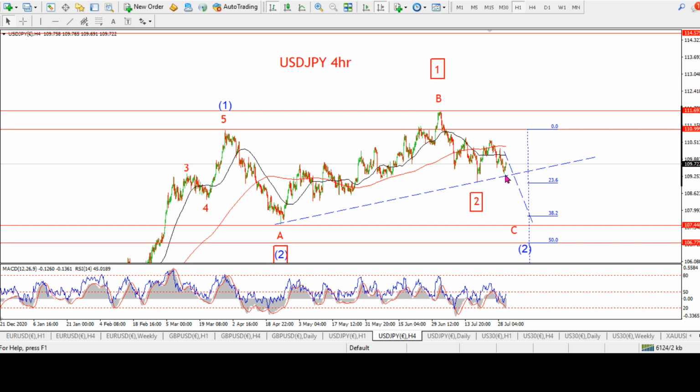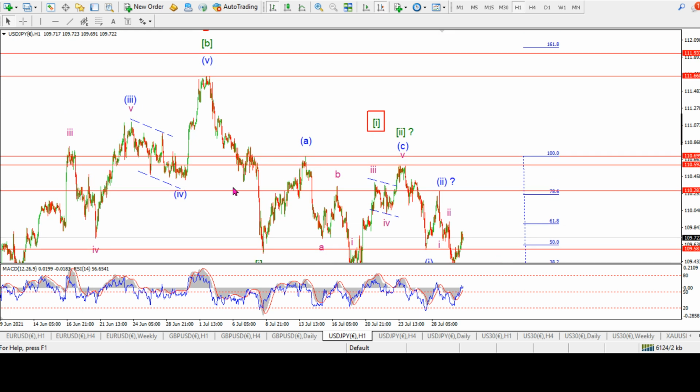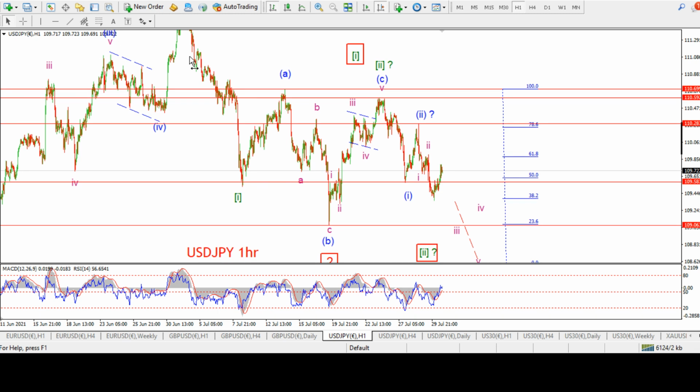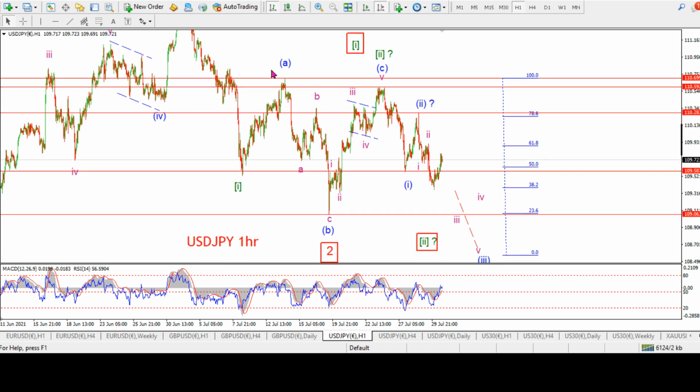So let's get into the hourly count. This is, for the moment, still the alternate count, but let's see what way that is kind of splitting out today. Here you can see the alternate wave 2 low. So we have that recent high back at early July. We did fall in 3 waves.